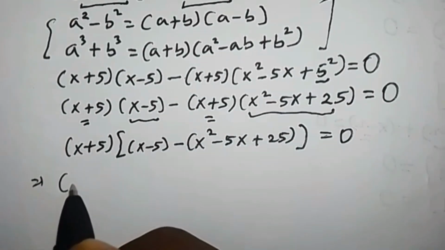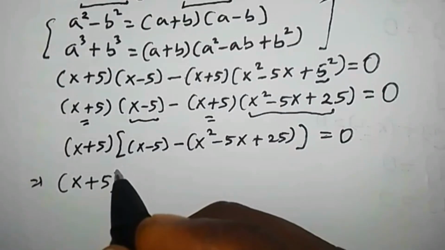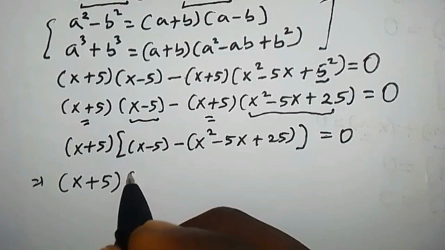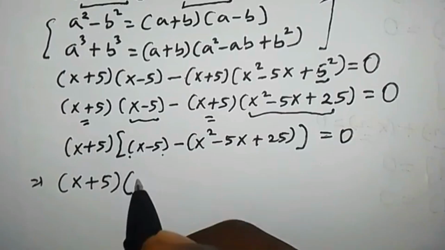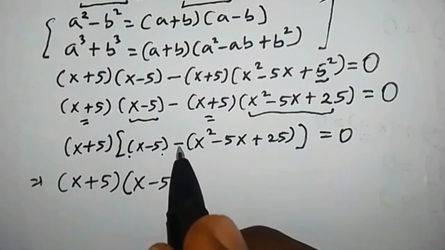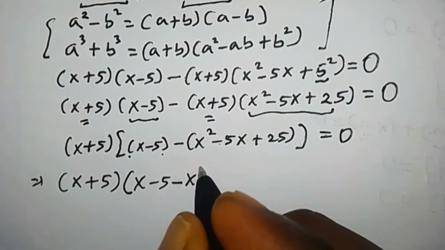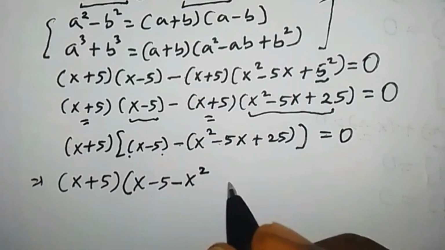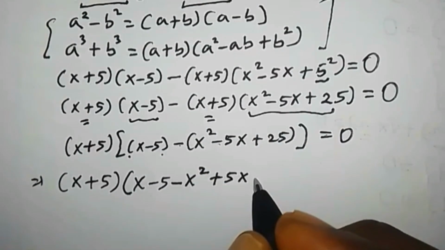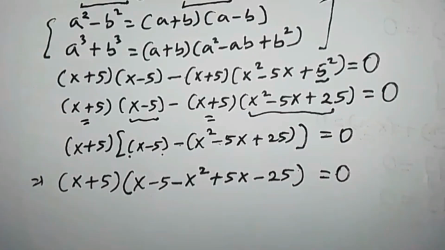This means that x plus 5 into, let us drop this square bracket and replace it with round brackets. Dropping this bracket too, that will be x minus 5. Now, opening this bracket, minus times x square is minus x square. Minus times minus 5x is plus 5x. Minus times 25 is minus 25, equal to 0. Let's continue.